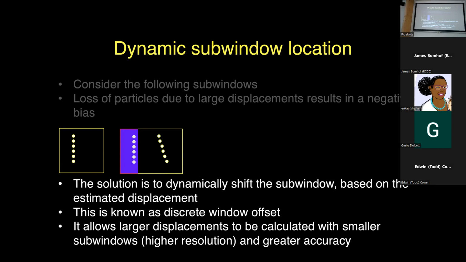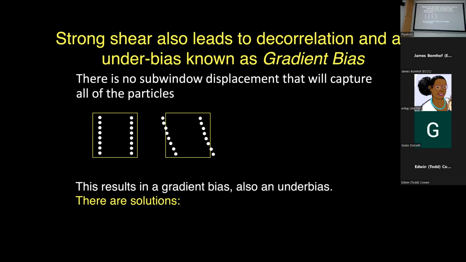So this is known as a discrete window offset, and it allows us a combination of higher resolution and better accuracy. And in fact, we can work with smaller subwindows, which is why we get higher resolution, because I don't need a large enough subwindow to capture that entire displacement. I could have taken that initial subwindow, and if that was 32 by 32, gone to say 64 by 64 or 48 by 48, and I would have encompassed the entire displacement, but then I'd be averaging over a larger spatial scale. But the reality is strong shear does lead to decorrelation.